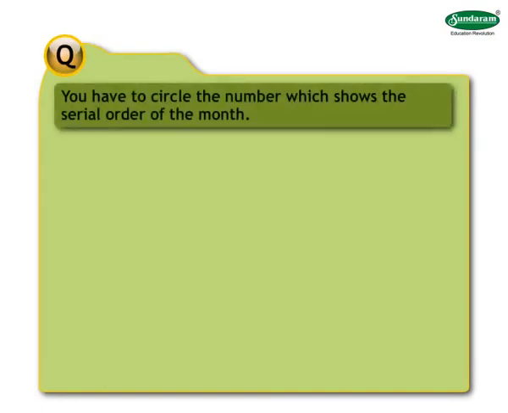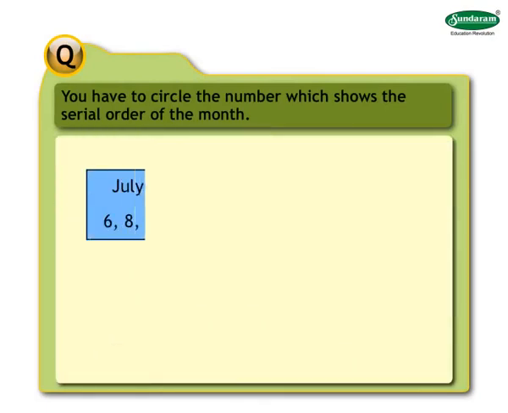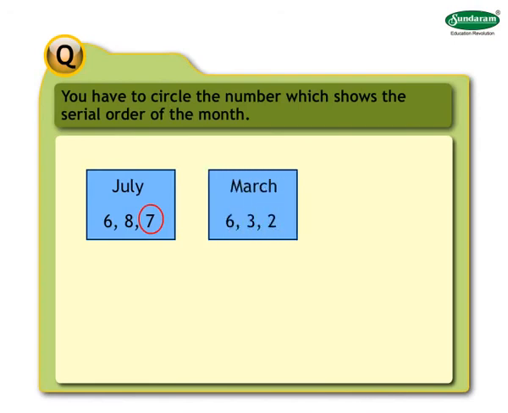Question. You have to circle the number which shows the serial order of the month. Answer. As July is the 7th month of Gregorian year, hence circle the number 7. As March is the 3rd month of Gregorian year, hence circle the number 3. As October is the 10th month of Gregorian year, hence circle the number 10.